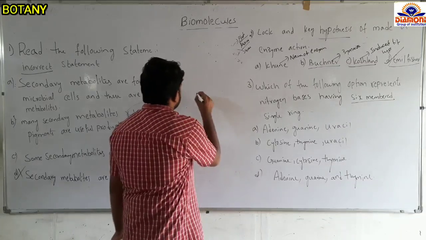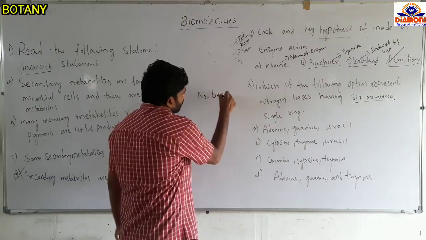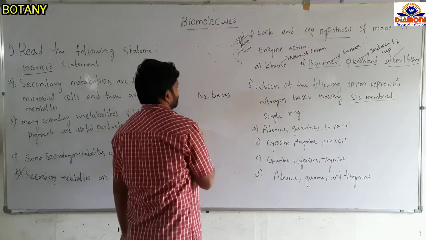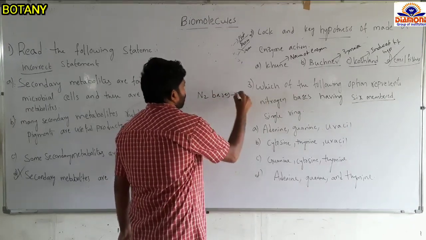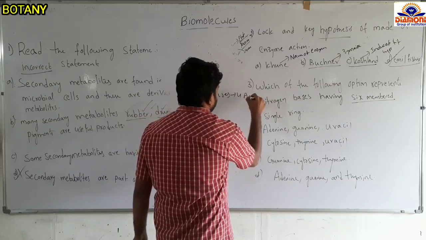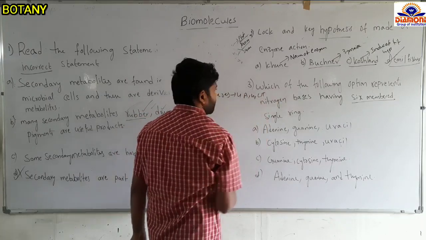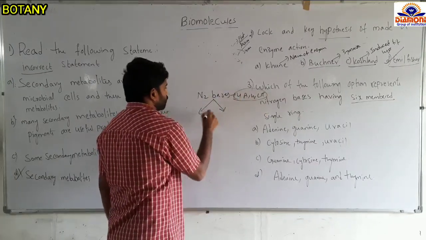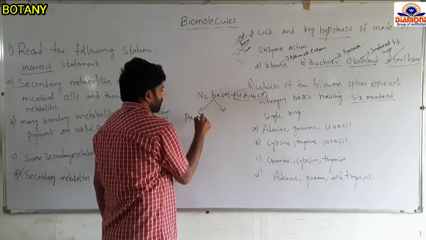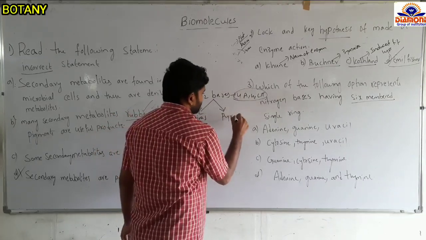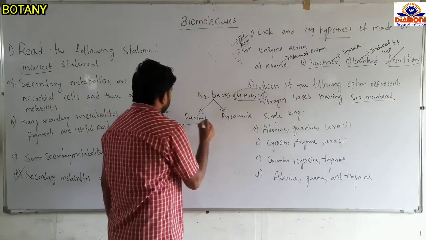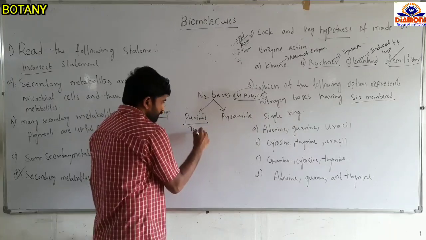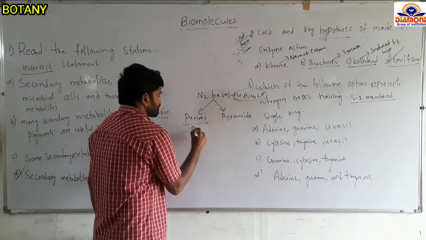Now, nitrogen bases are four: adenine, guanine, cytosine and thymine. These four nitrogen bases are categorized into two: purines and pyrimidines. Purines are the double ring structures.